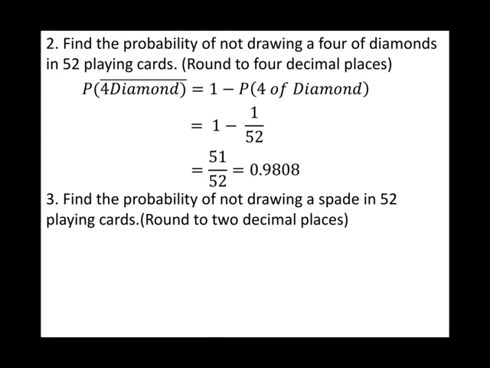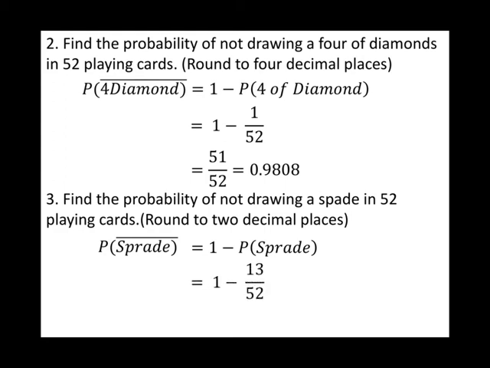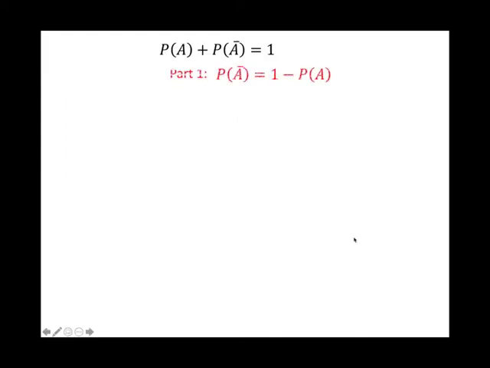Can you try to do Example 3 by yourself? Write down the formula first. Again, find the probability of not drawing a spade in 52 playing cards. So write down the formula, and then we have 13 spades in 52 playing cards. With a calculator, that will be 0.75. So this is part 1. When you are looking to find the probability of not, you will use this formula.